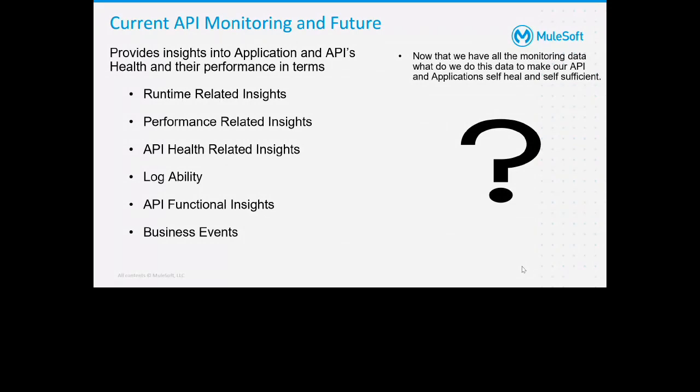Now we have all this information. Where are we heading to? What do we do with this information? And how do we use this information to make sure that our APIs are self-sufficient and self-healing? That's the crux of the story here. Go to the next slide.